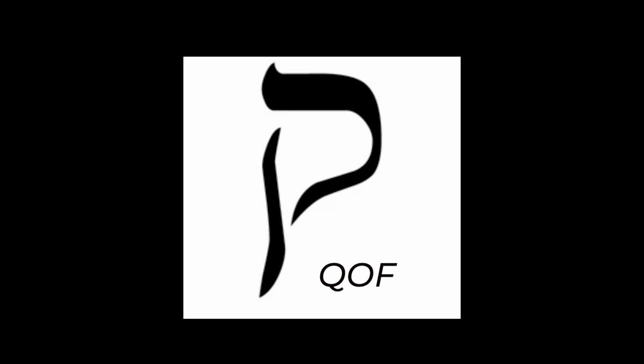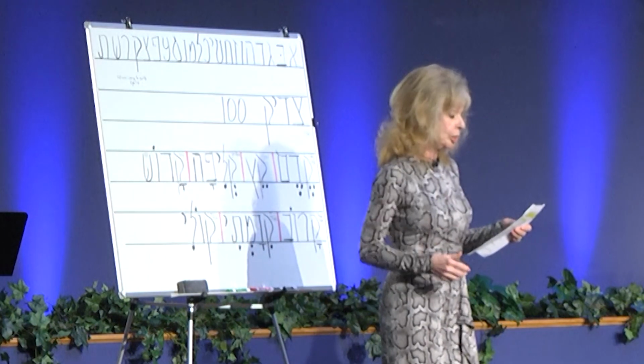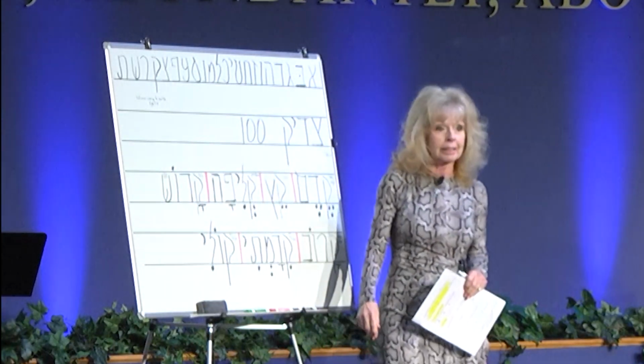So the letter Qof says k, like in king or kitten. So everybody say it. K. Okay, it's just that sound in the back of your throat. We say it all the time. This is the Aleph Bet, beginning to end.